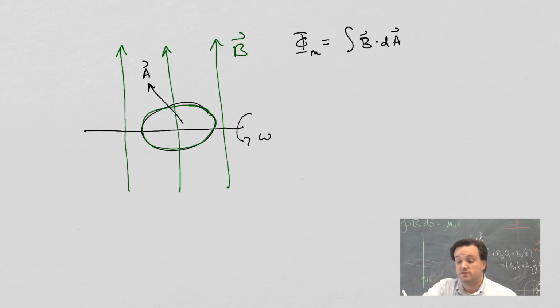So if I go to my expression for the magnetic flux, now the integral is going to be trivial here because the area is constant and the magnetic field is constant.